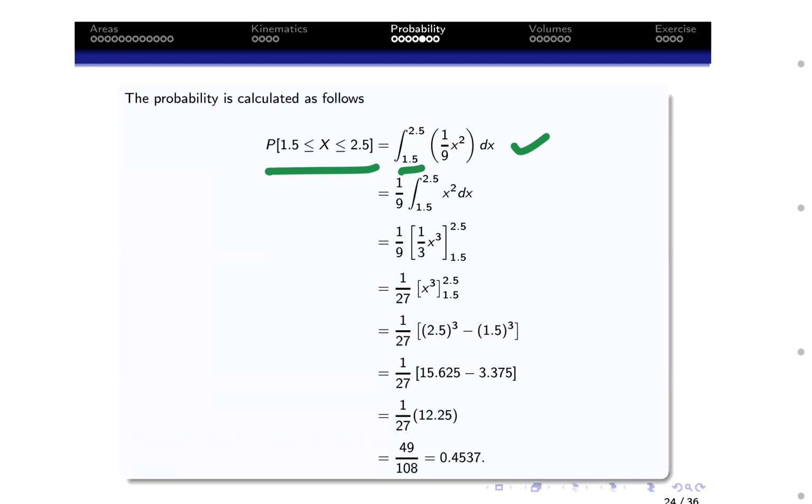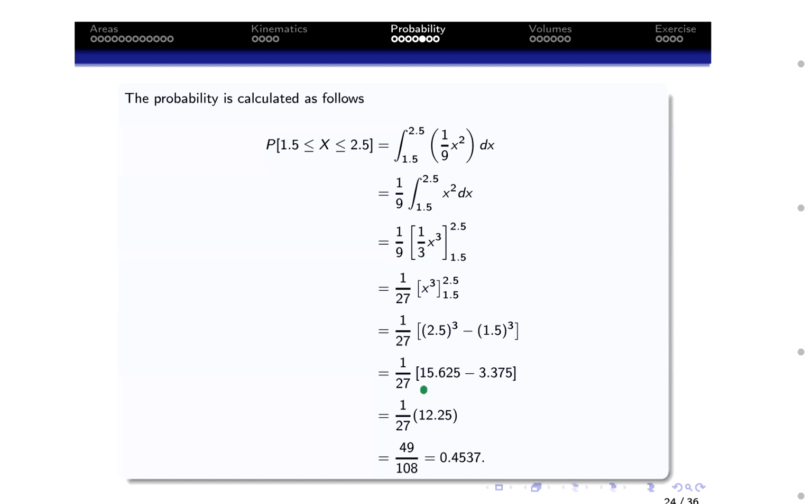So you can take out the 1 over 9. So you have 1 over 9 times the integral from 1.5 to 2.5 of x squared dx. Integrate x squared, you get x cubed over 3, which is 1 over 3 x cubed. So take out the 1 over 3 like before. You have 1 over 27 times x cubed to be evaluated from 1.5 to 2.5. And that is 1 over 27 times 2.5 cubed minus 1.5 cubed. So if you expand, 2.5 cubed is 15.625, while 1.5 cubed is 3.375.